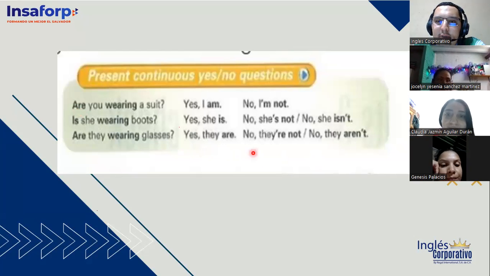here in these two, which one is the positive statement and which one is the negative statement? The number one or number two? Which one is negative, which one is positive? Negative is no, I am not. Positive is yes, I am.